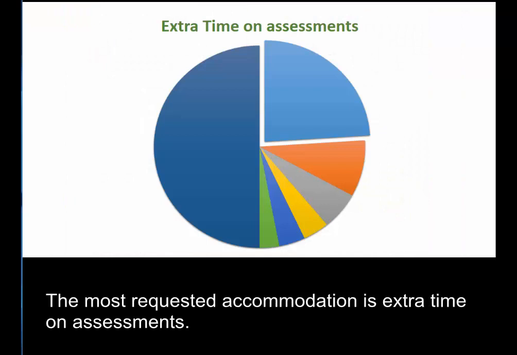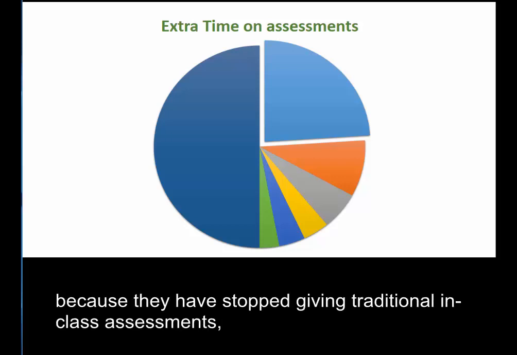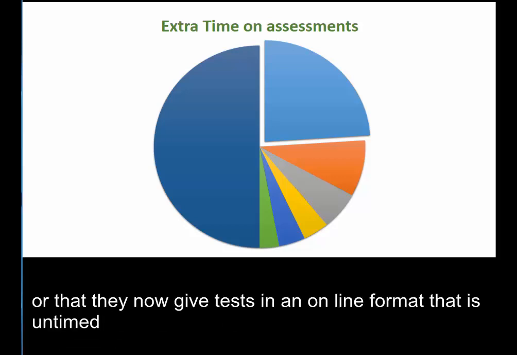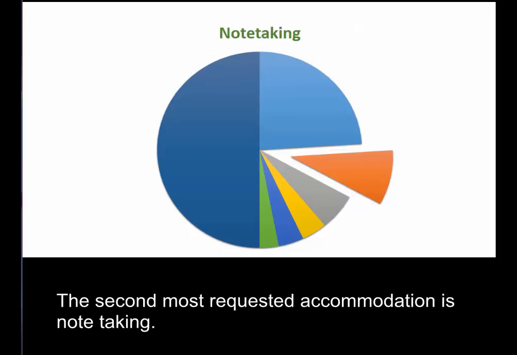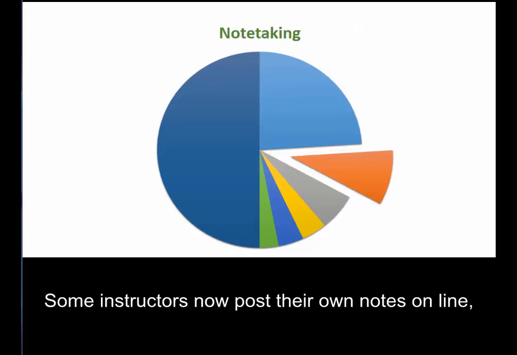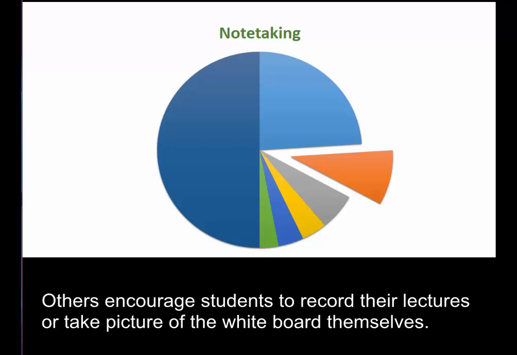The most requested accommodation is extra time on assessments. Many instructors have said that this accommodation is no longer necessary in their classes because they have stopped giving traditional in-class assessments, or that they now give tests in an online format that is untimed and the student can take whatever time they need. The second most requested accommodation is note-taking. Some instructors now post their own notes online, take and post pictures of the whiteboard, and/or make and post recordings of lectures. Others encourage students to record their lectures or take pictures of the whiteboard themselves.